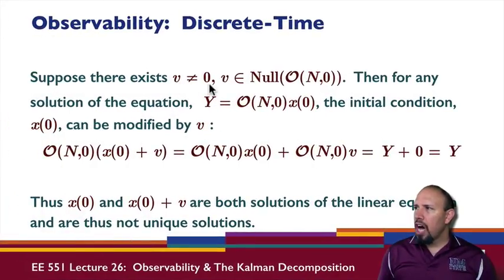So suppose now that there's a non-zero vector v in the null space of that output map. Then for any solution x0 to this equation, the initial condition x0 can be modified by v. So now I have this term multiplying by the output map, distributing, I get this and this. This quantity is y, this is 0, and so I get y. And so both x at 0 and x at 0 plus v are solutions of the linear equation. So we do not have unique solutions.